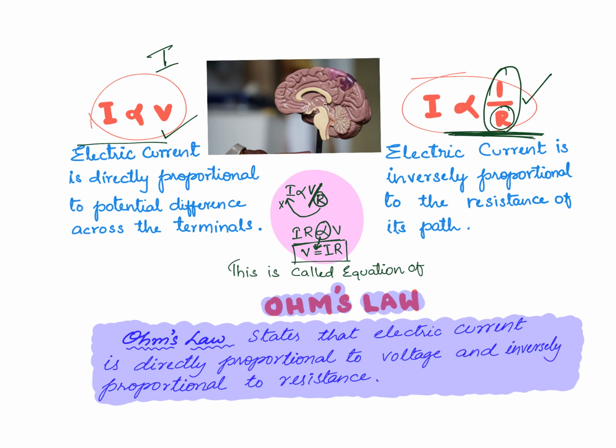So V equals IR is the equation. This equation is called Ohm's law. What is Ohm's law? Ohm's law states that electric current I is directly proportional to voltage and inversely proportional to resistance. Inversely means by resistance, right? I directly proportional to V and I inversely proportional to R. See, the R is in the denominator, which means I is inversely proportional to this one. So this is Ohm's law. It is very important, based on which we will see the numericals in the coming videos.